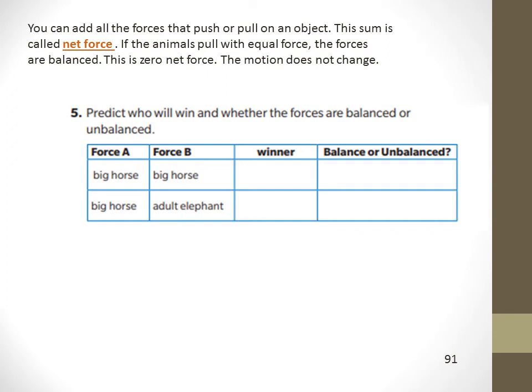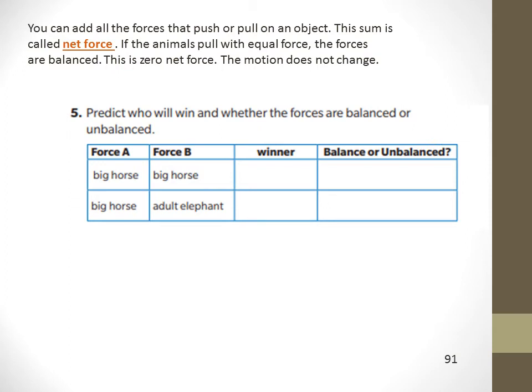You can add all the forces that push or pull on an object. This sum is called net force. If the animals pull with equal force, the forces are balanced. This is zero net force. The motion does not change.